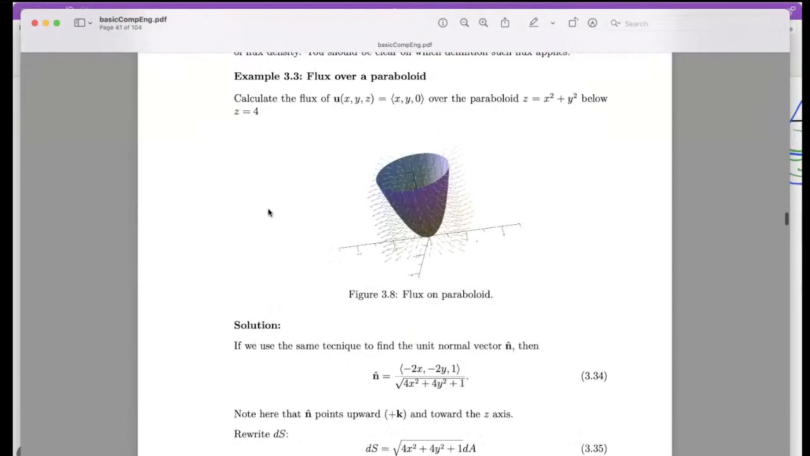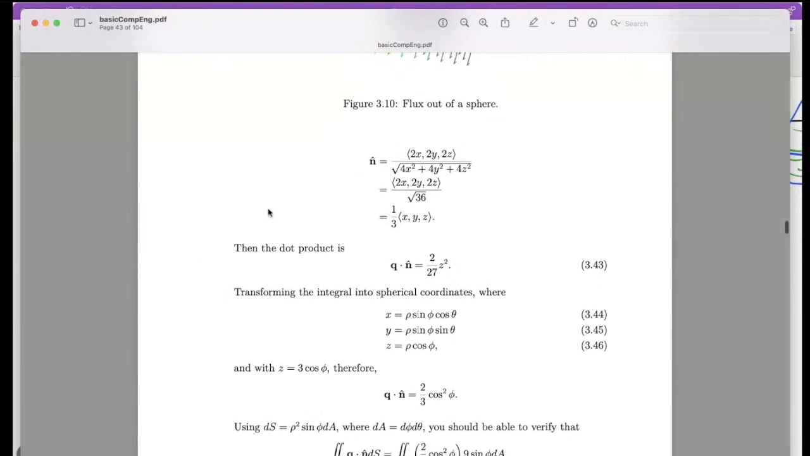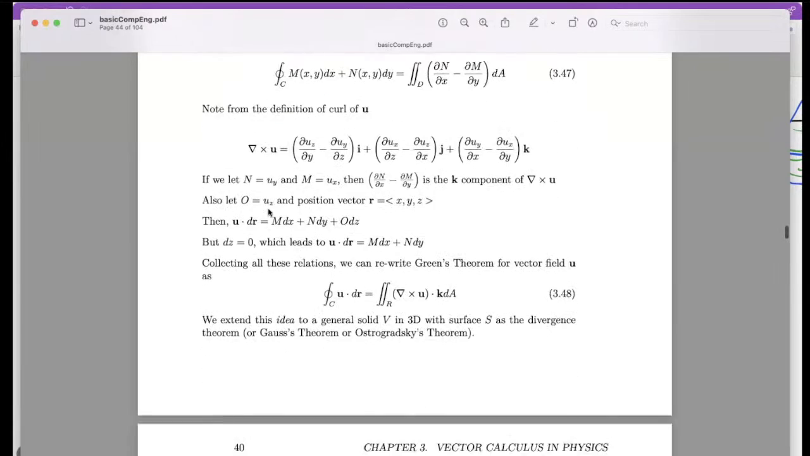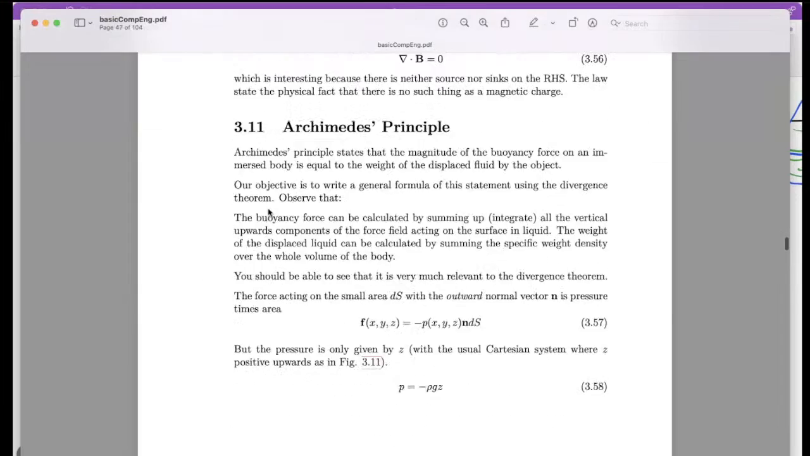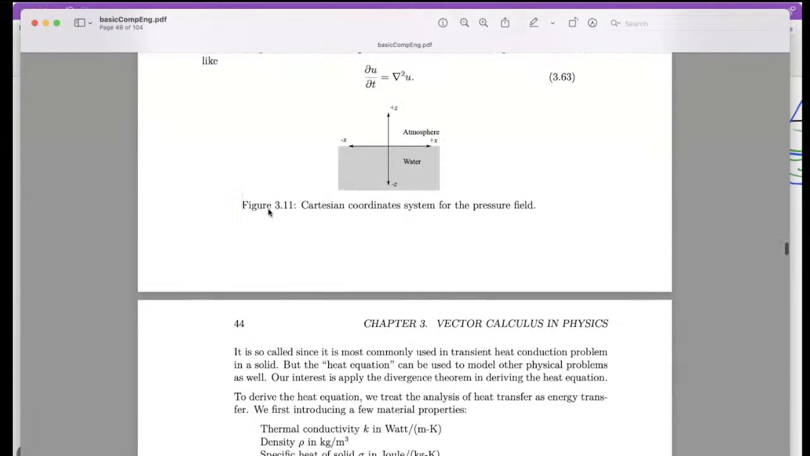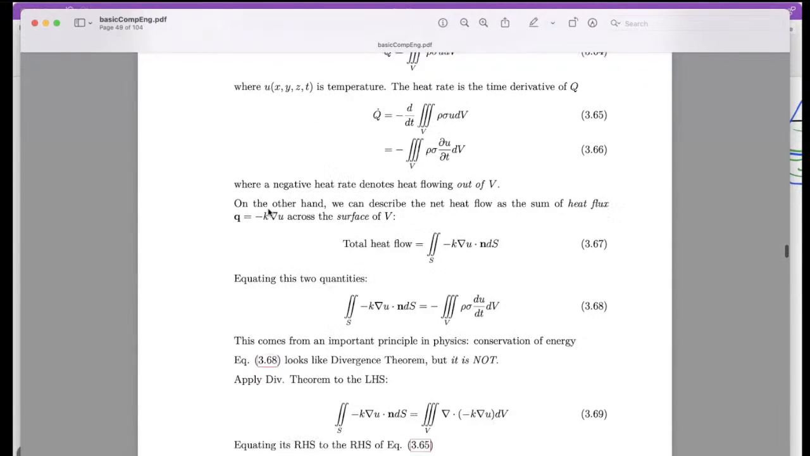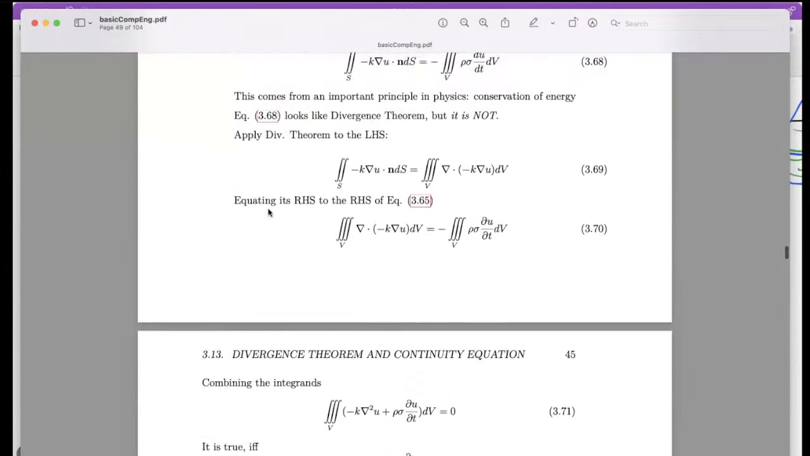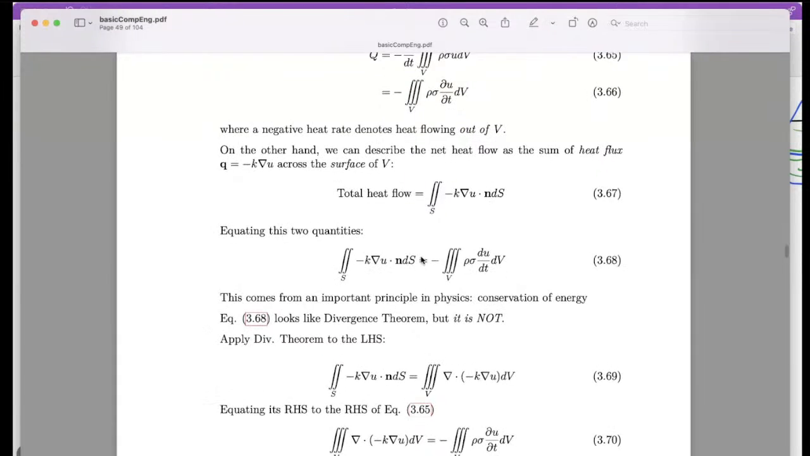Coming back to 3.9, the divergence theorem, I have the derivation here, starting with electromagnetism. For hydrodynamics, where is it?